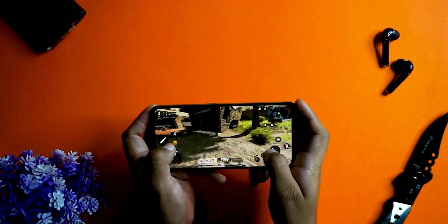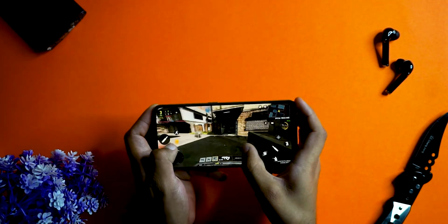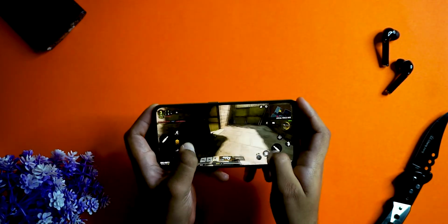And next up, let's talk about the GPU. So GPU stands for Graphic Processing Unit. So whenever you play games, all the graphics, the rendering of all that is taken care of by the GPU.